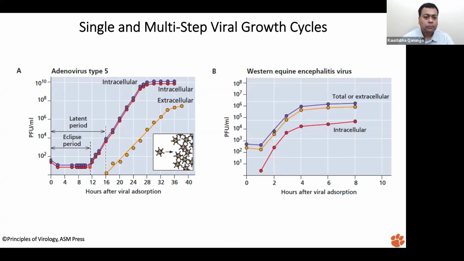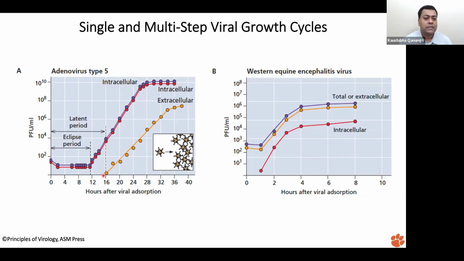And then you will see a gradual increase of the intracellular virus right here, which we call a burst. But you will not see the extracellular virus for a certain time. So there is a latent period which extends beyond the eclipse period. And why is this so?